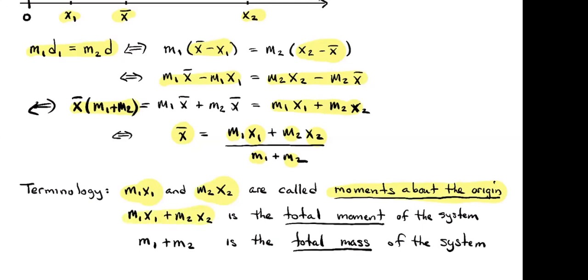When you add them together, that's called the total moment. So the sum of all the moments, there were two of them, is called the total moment. This one needs no explanation. m1 plus m2 is called the total mass of the system.